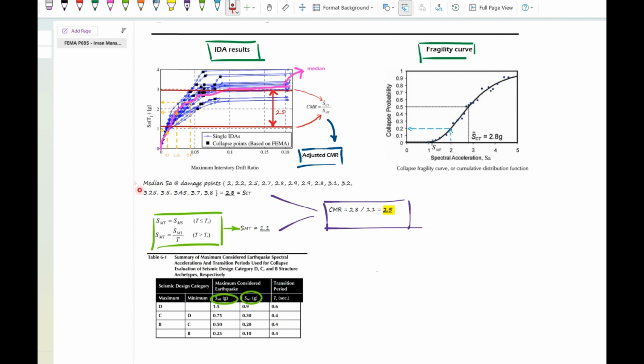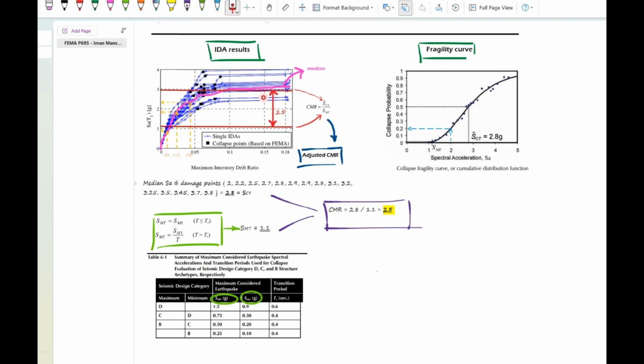So we list all the SA values at collapse and then take their median. Here, the median of all these values is 2.8, which we call SCT. And then let's say in this case, SMT is 1.1. So we divide 2.8 by 1.1, and that gives us a CMR of 2.5.